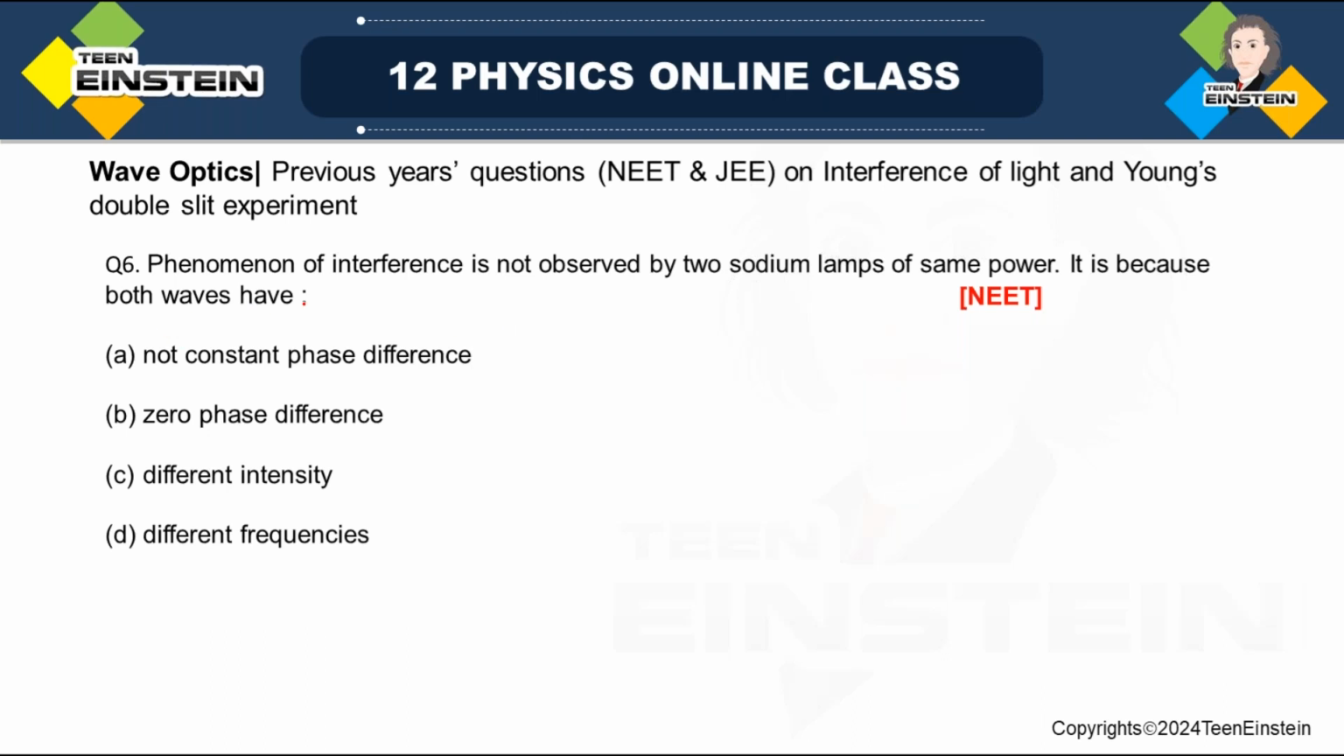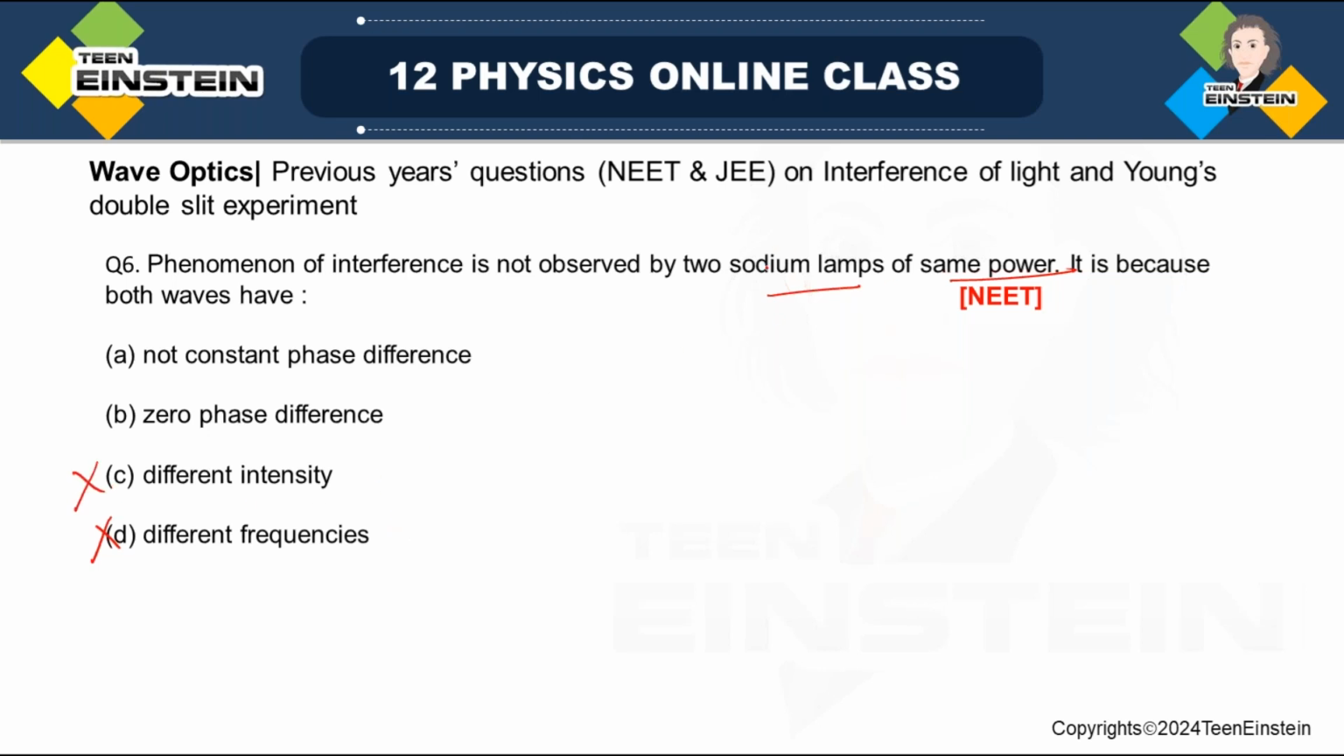It is because both waves have not constant phase difference, zero phase difference, different intensity, different frequencies. See, since both are identical lamps and both are given the same power, the frequency is not going to be different. They will be almost similar. Intensity also will not be different.